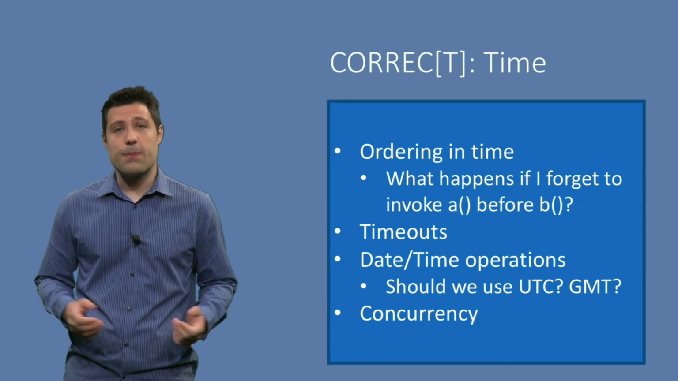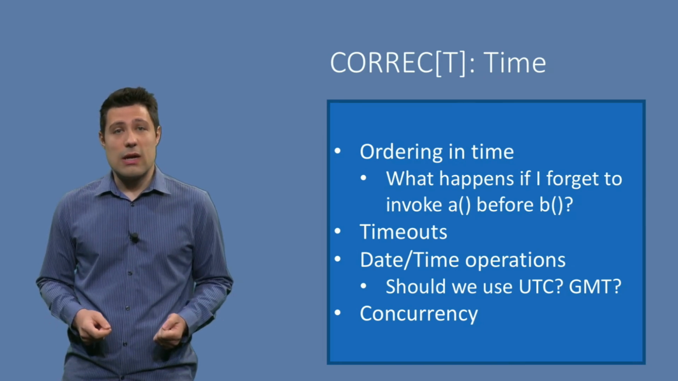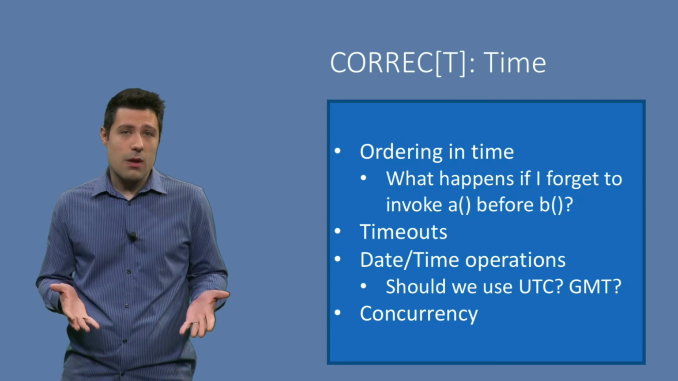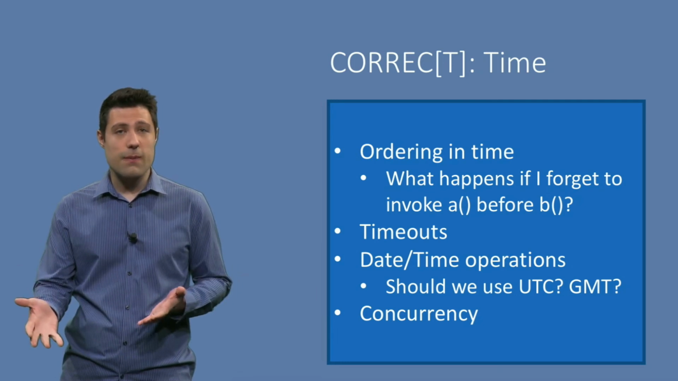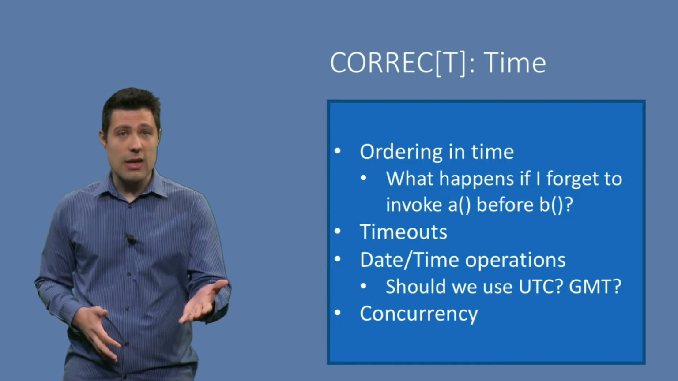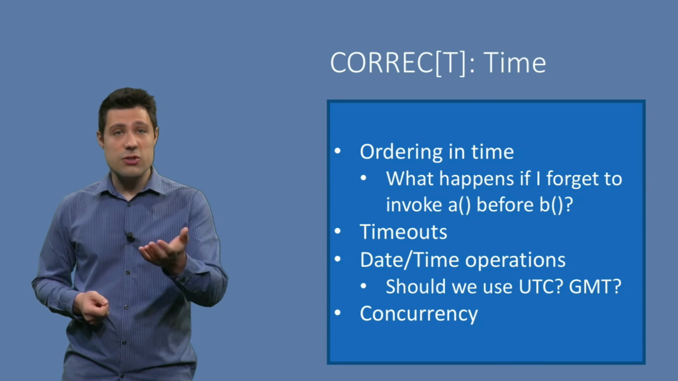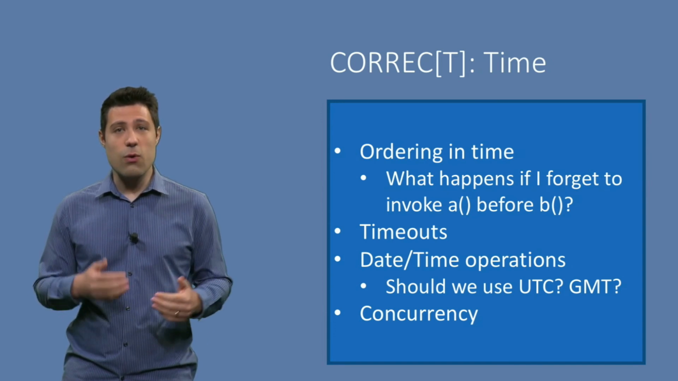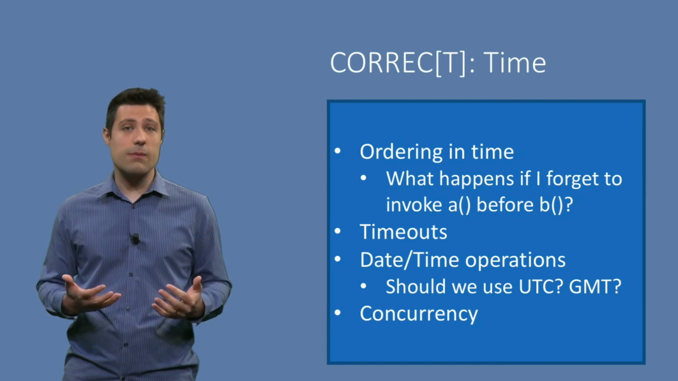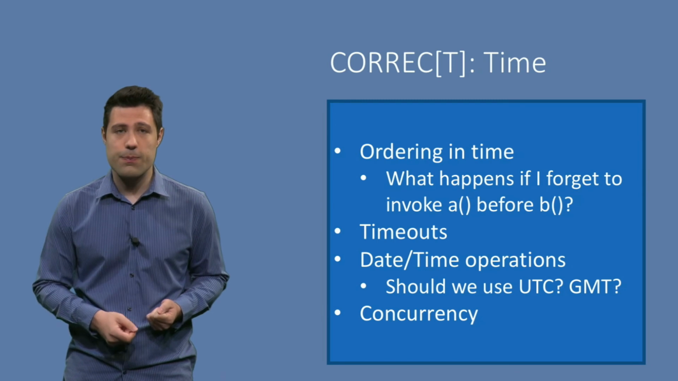Finally, time. And time has two perspectives. The first one, it's ordering in time. What happens to your class if you invoke method A before method B? Or if you just invoke C and you forget to invoke B? Let's suppose there's an order there. Does your system gracefully fail? What should happen in cases that you invoke methods out of ordering time? If you have such constraints in your system, you should test for them.